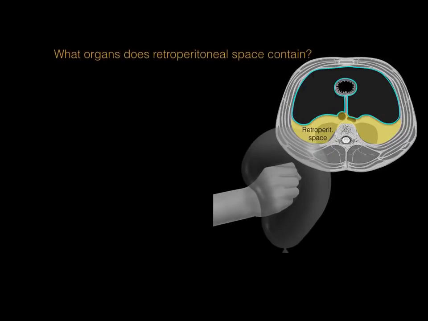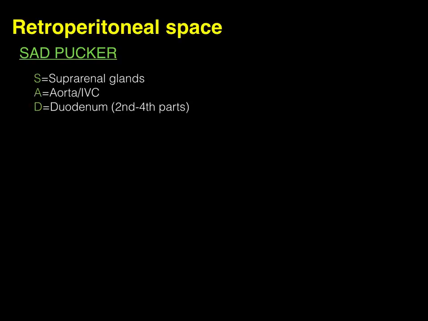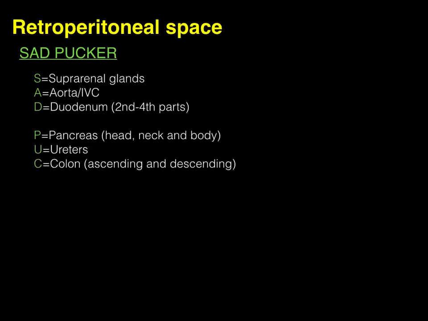What organs does the retroperitoneal space contain? SAD PUCKER. That's what it contains. And so what is that? Well, SAD PUCKER is an acronym for S, suprarenal glands, A, aorta and IVC, D, the duodenum, second, third, and fourth parts, then P for the pancreas, the head, neck, and body, U for the ureters, C for colon, specifically ascending and descending, K for kidneys, E for esophagus, and R for rectum.